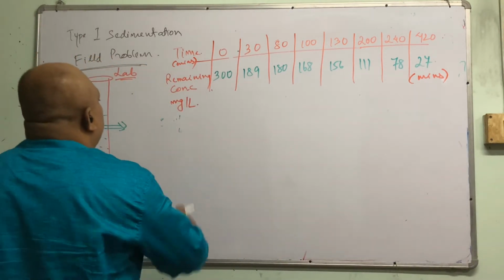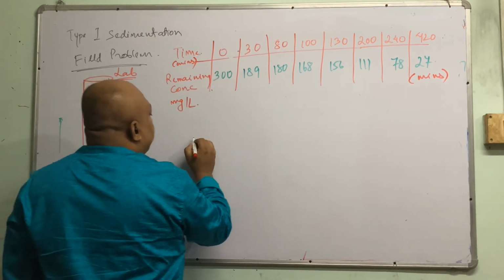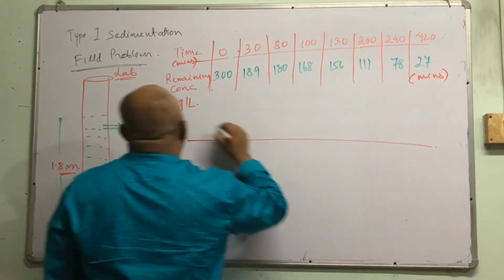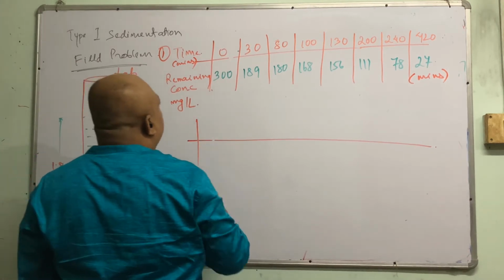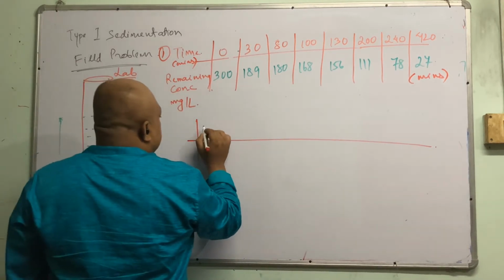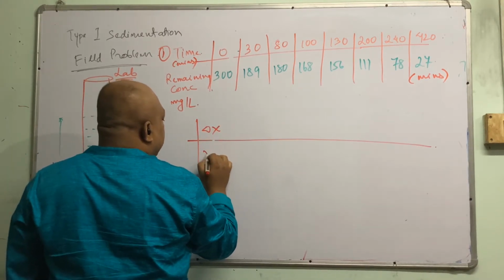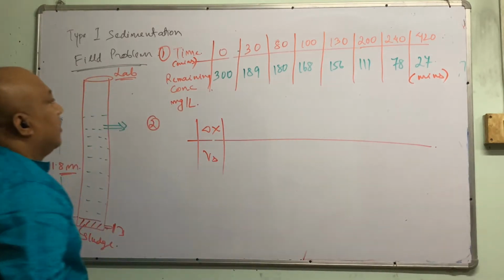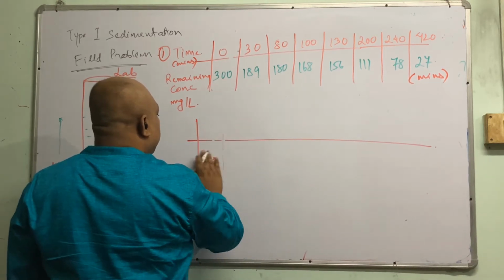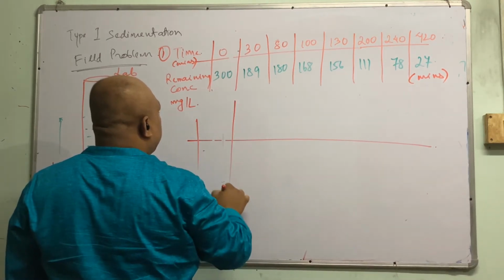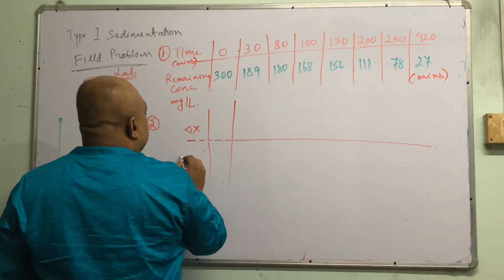So first thing, from the same graph, you have to find another table. This is step number one, this is step number two. Now what we want to find is, we have to make the del x and the settling velocity. So this is del x, this is settling velocity.